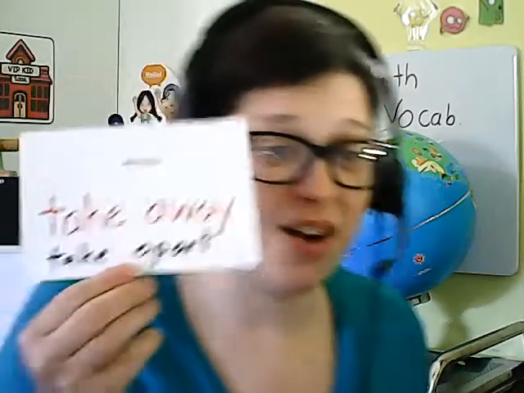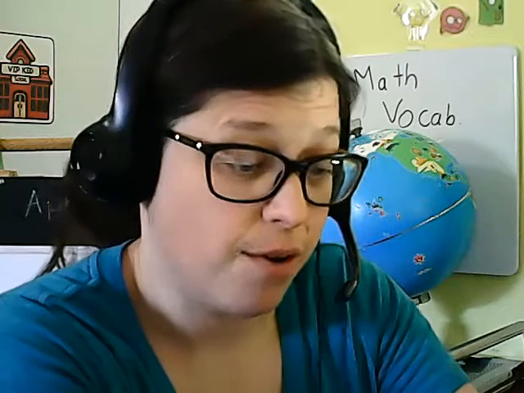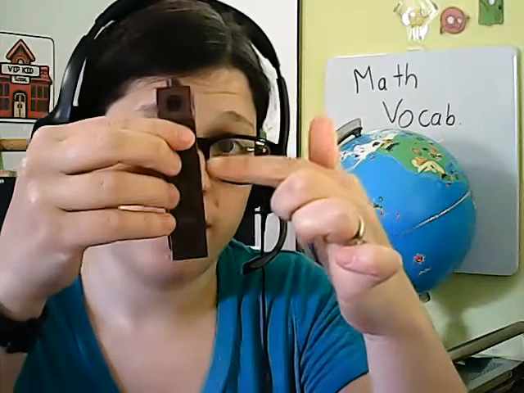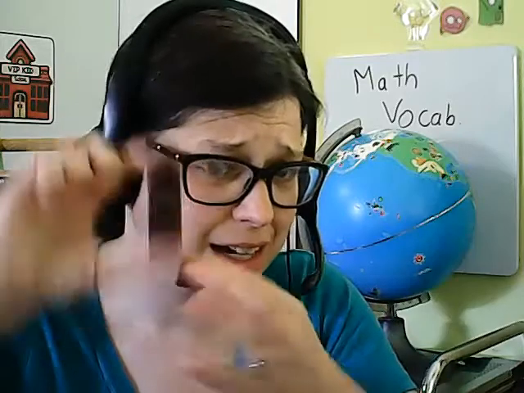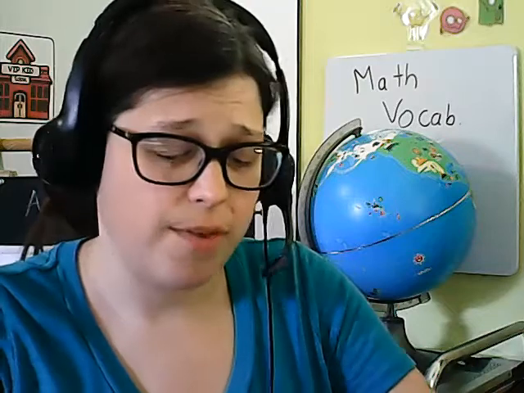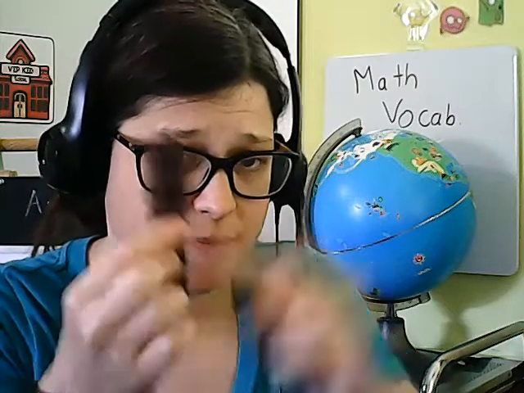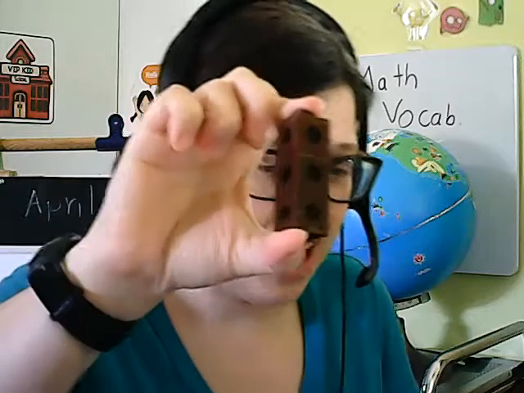Take away or take apart means that you have a group. I have a group of 5 brown cubes right here. 1, 2, 3, 4, 5. If I take them apart or away, I'm literally subtracting from the cubes. So I started with 5. I took away 2. And I have 3 left.